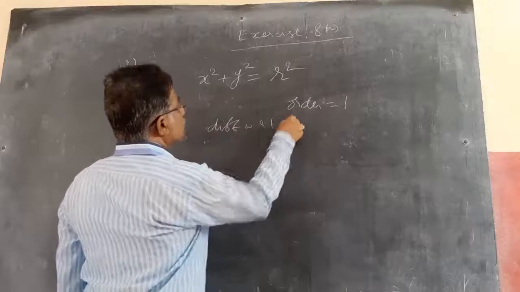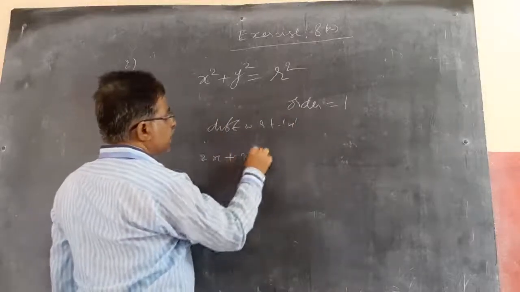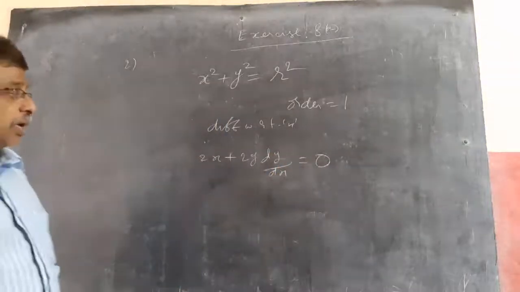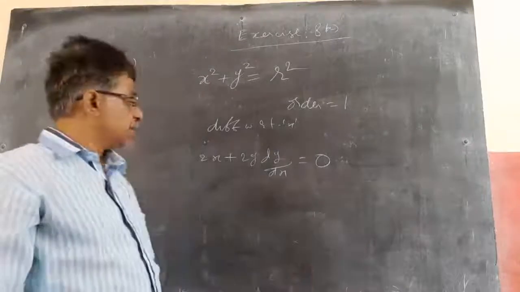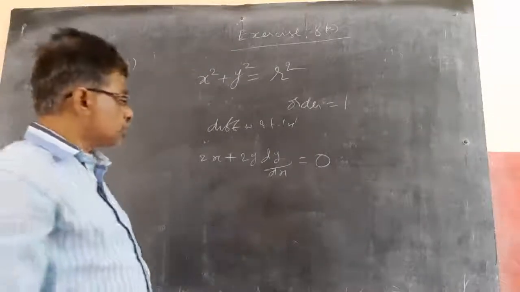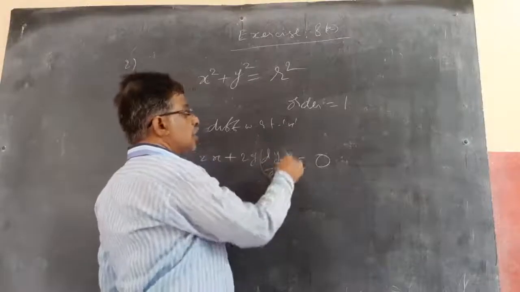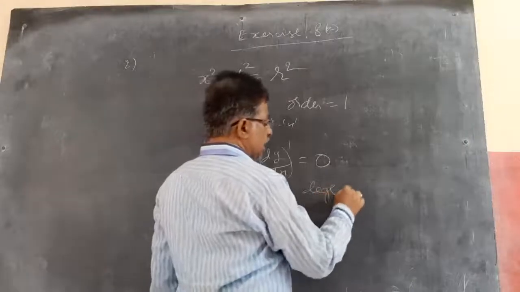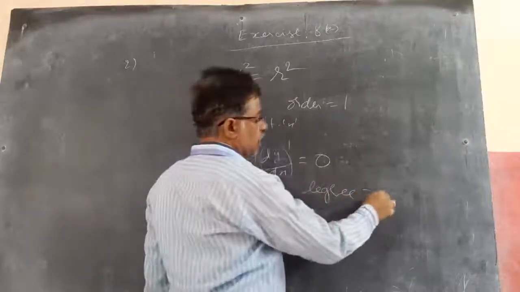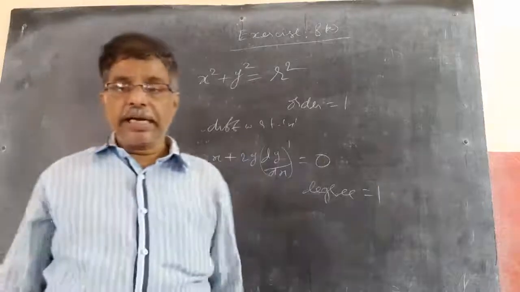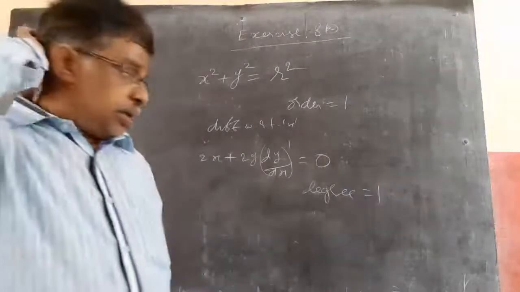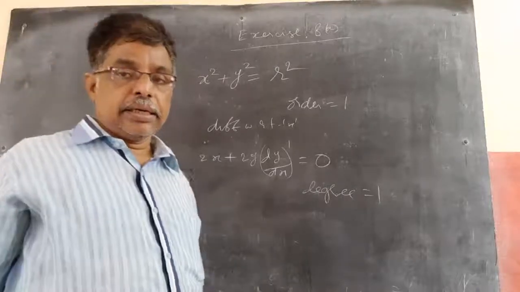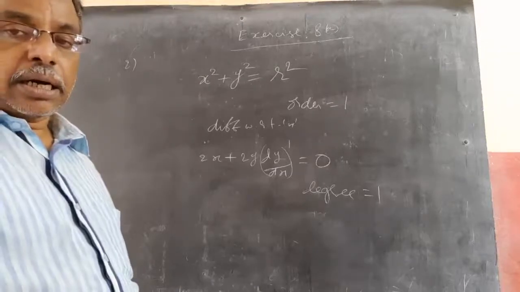Differentiate with respect to x. So it becomes 2x plus 2y into dy by dx equal to the derivative of the constant radius, which is 0. Now this is a differential equation whose order is 1, degree also 1. If he is asking the degree, here the highest order derivative has power 1 only, so degree is also 1. So order 1, degree 1 is the equation of all circles having center at origin.